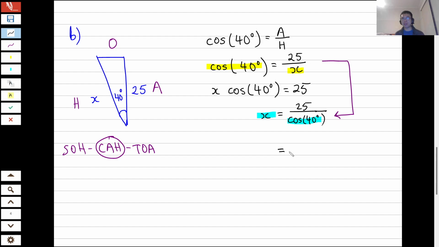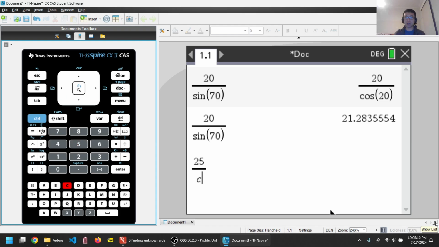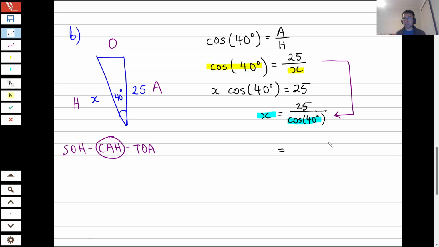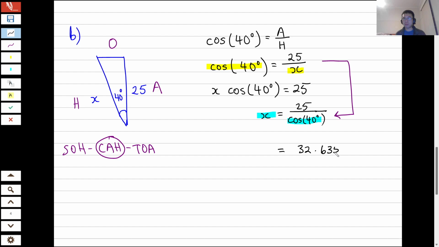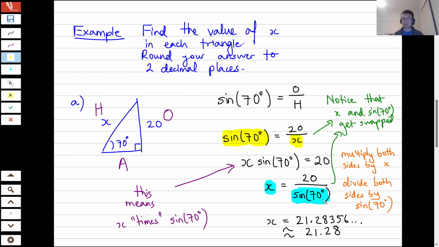And now we just need to get our calculator out. So we need to evaluate 25 divided by cosine of 40. And this time we get the number 32.6352 to 4 decimal places. And if I round this to 2 decimal places, I'm going to get 32.64 because the third digit is 5 or larger. Whereas before, the digit was smaller than 5, and so I rounded down.